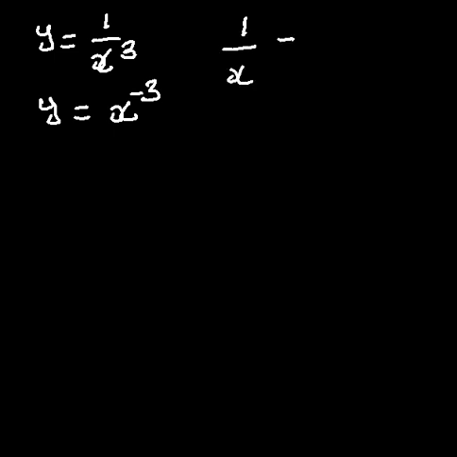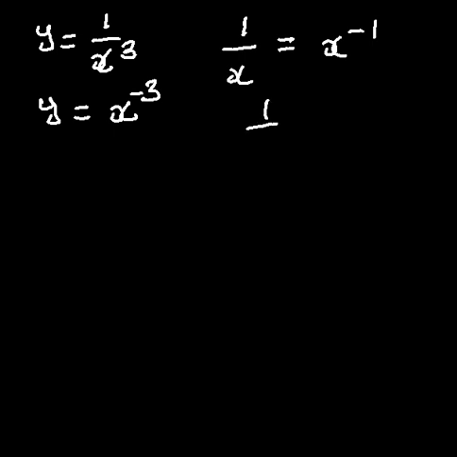So here you go. Let's say we have the function y is equal to 1 over x to the power 3. How should we find the derivative of this function? There is a need to rewrite first before we differentiate. In this case, using the laws of indices, this is the same as y is equal to x to the power negative 3. You should understand that according to the laws of indices, 1 over x is the same as x to the power negative 1.